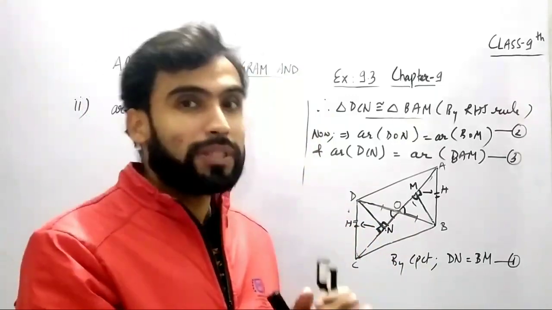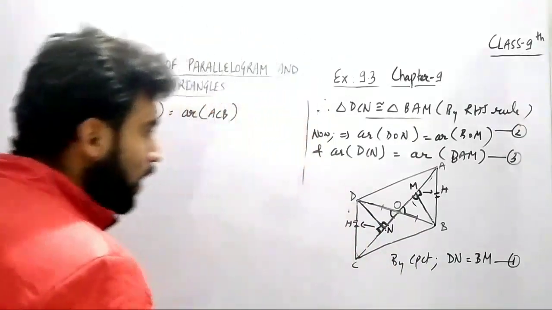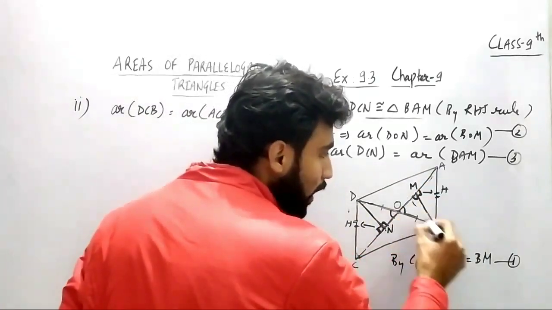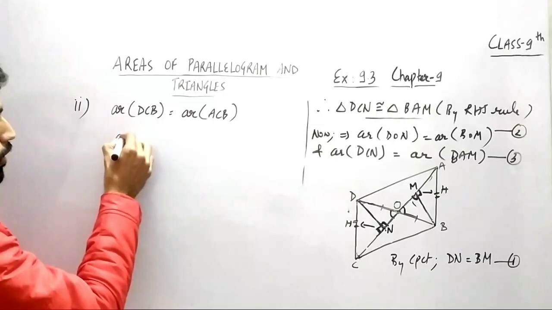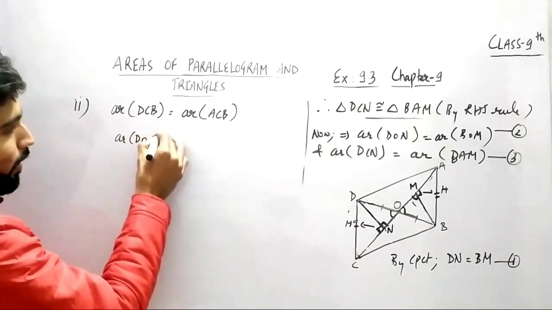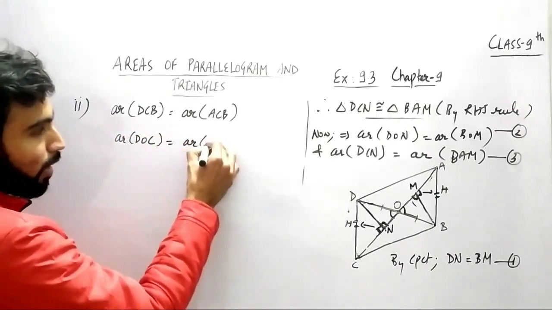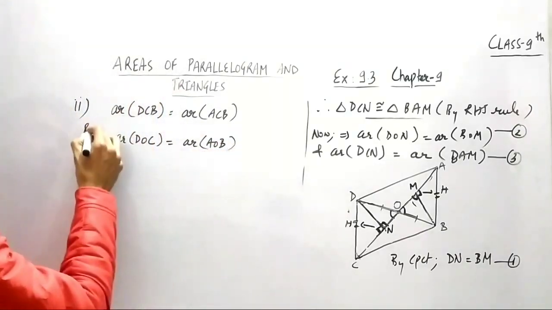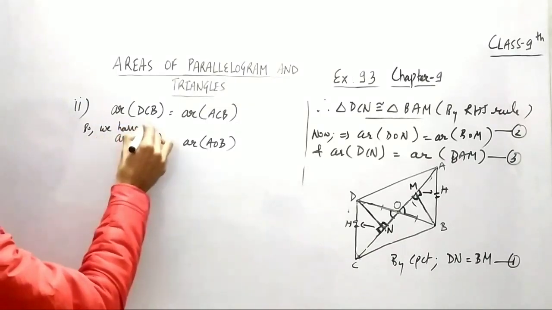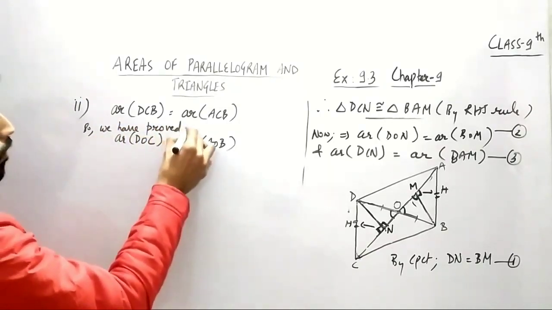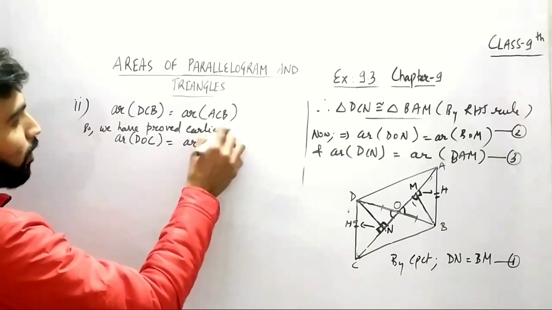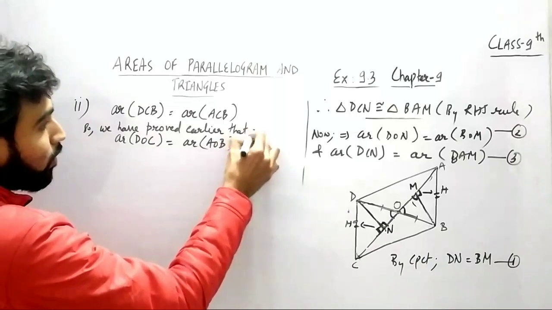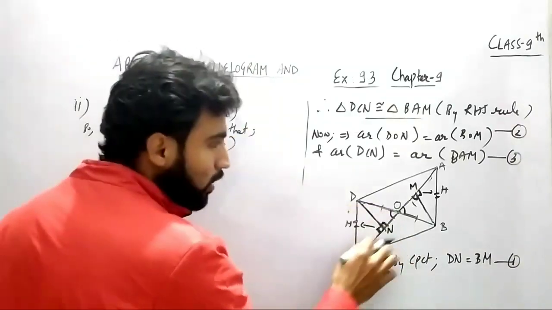Let me just tell you कि इससे पिछले part के अंदर हमने क्या prove किया, that the area of triangle DOC is equal to the area of triangle AOB. So let me just write that thing first. So area of DOC triangle is equal to the area of triangle AOB. This is what we have proved earlier. So you can write, so we have proved earlier, let me just correct the spelling here, that the area of triangle DOC is equal to AOB.